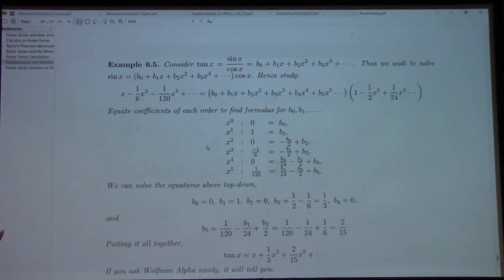How about x squared? Well, there's 0 here. On the other side, you've got b0 times minus 1/2, and also b2 times 1. And so you see what I'm doing? I'm just collecting all of the terms that come at each order. So at order 3, I've got minus 1/6 on the left-hand side. On the right-hand side, I've got b1 times minus 1/2, that gives me order 3, and also b3 times 1 gives me order 3. And I think that's it. Yeah, I've got the 2 terms at order 3.